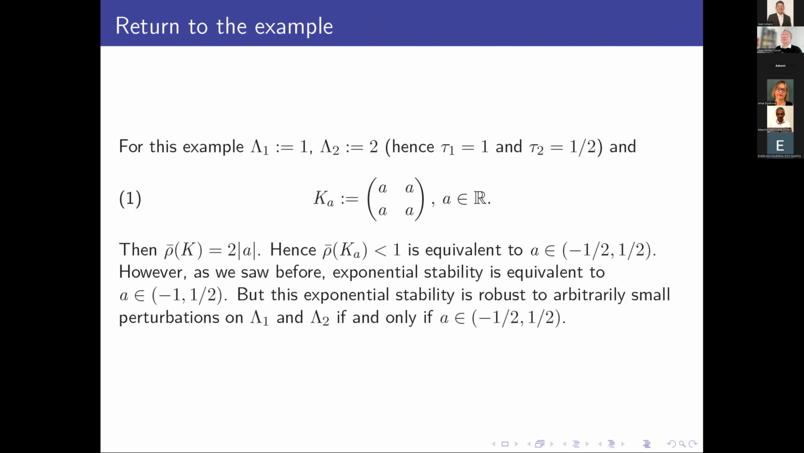So if we go back to the previous example, you can compute rho bar of k, and you get that this is 2 times the absolute value of a. So the condition to have something which is exponential stable and robust with respect to small perturbation is not that a is between -1 and 1 divided by 2, but it is that a is between -1 divided by 2 and 1 divided by 2. And the case, you remember, before we have taken a equal -1 divided by 2, which is not in this open interval, and then that was not robust.